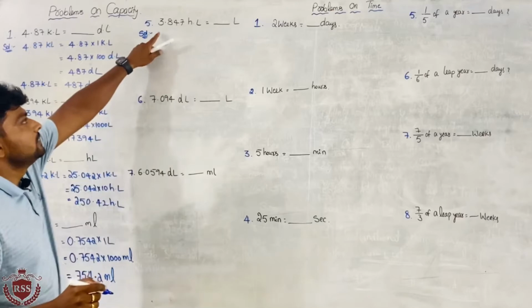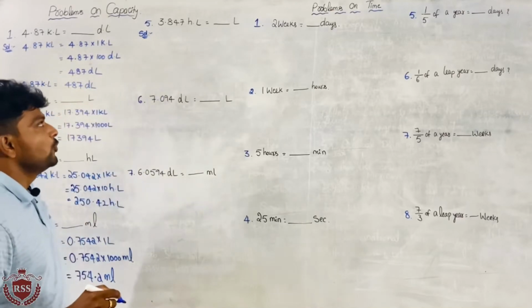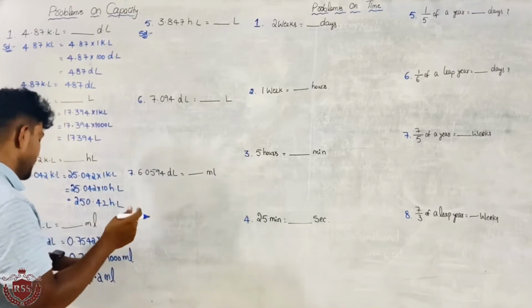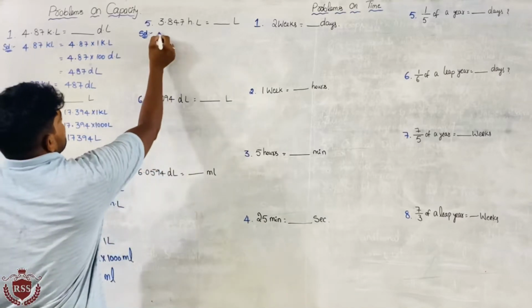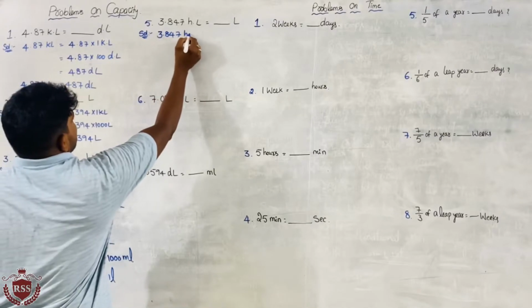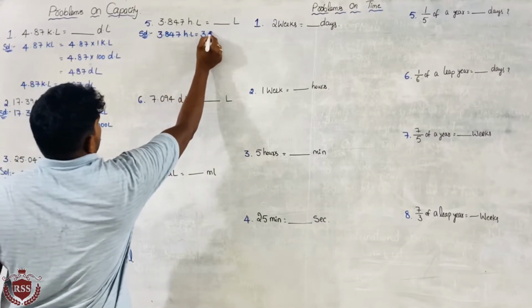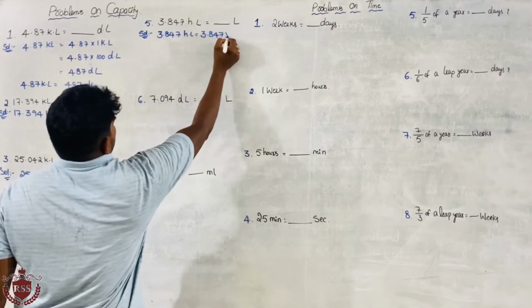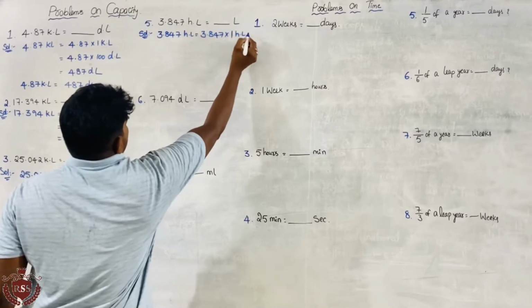Next one. 3.847 hectoliters. Hectoliters has to be converted into liters. So 3.847 hectoliters equals 3.847 into 1 hectoliter.